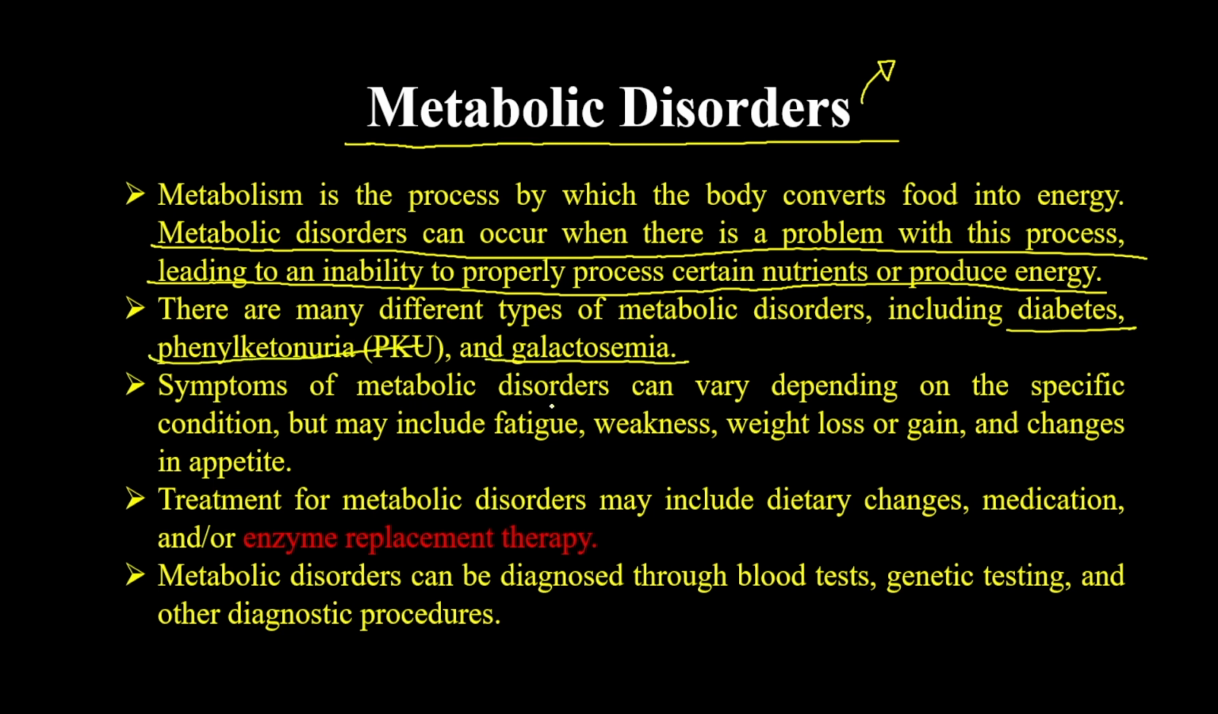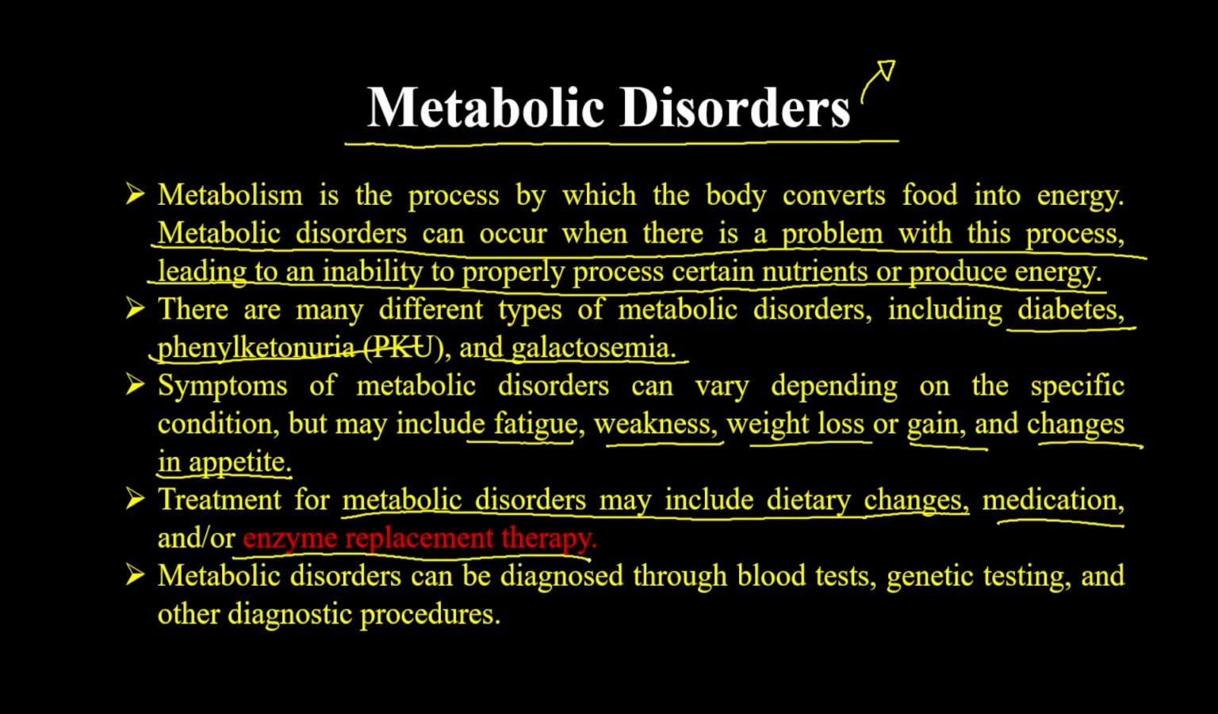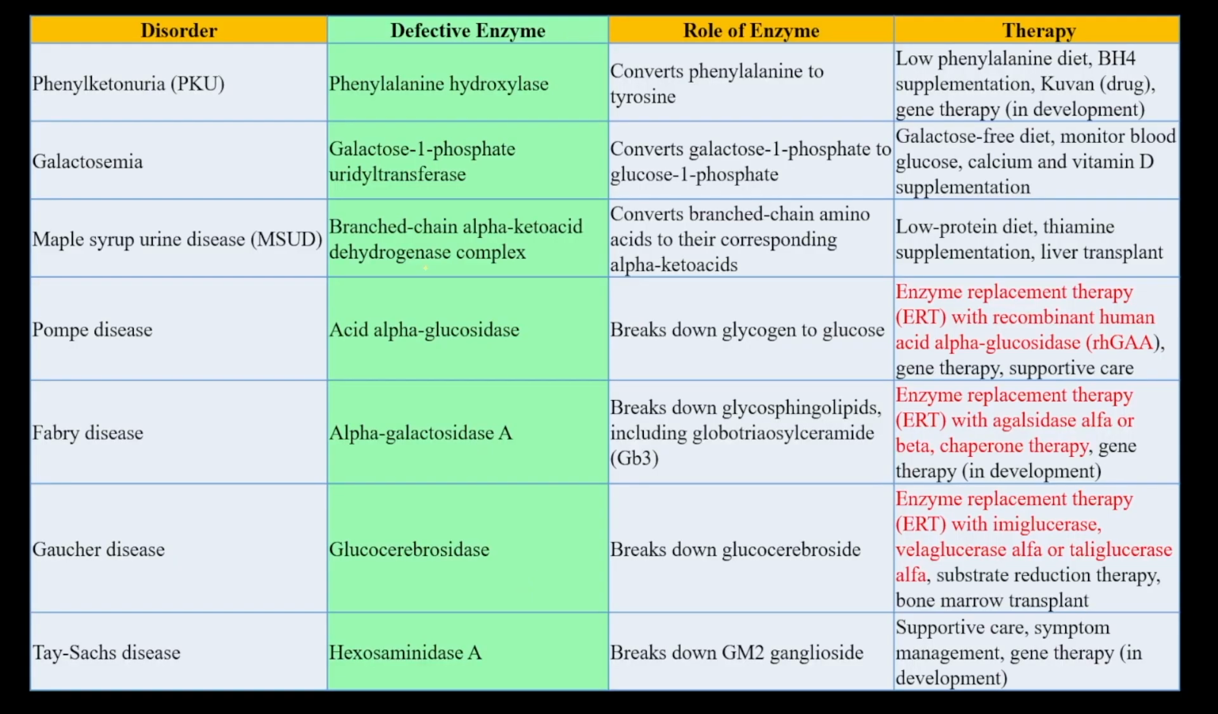Symptoms of a metabolic disorder can vary depending upon the specific condition, but may include fatigue, weakness, weight loss and gain, and changes in appetite. Treatment for metabolic disorders may include dietary changes, medications, and enzyme replacement therapy. Metabolic disorders can be diagnosed through blood tests, genetic testing, and other diagnostic procedures. So we have taken a few examples.